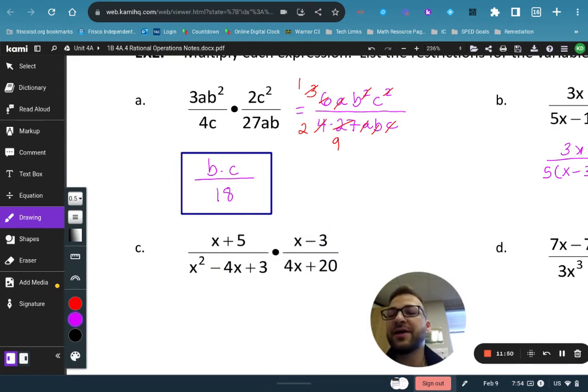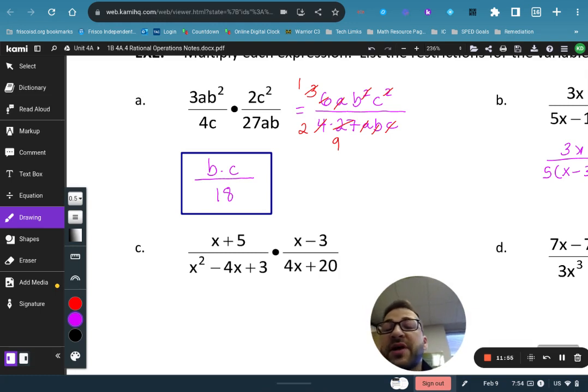Over on A, looking at what we canceled out, we canceled out an A, we canceled out a B, and we canceled out a C. So for all of those, our restrictions are going to be, if I plugged in 0 for any of them, that would be an issue. So A cannot equal 0, B cannot equal 0, and C cannot equal 0.